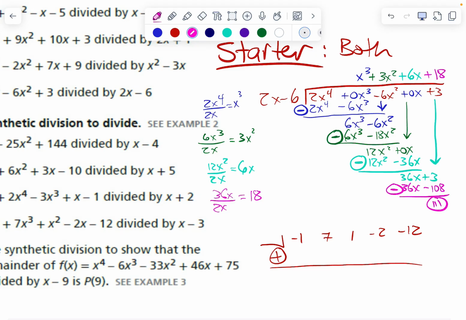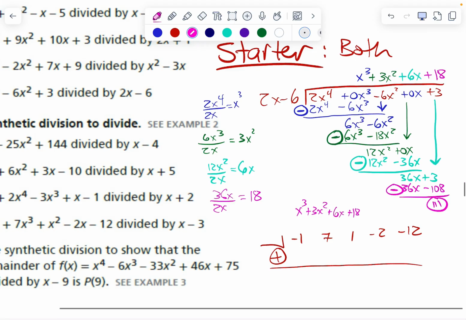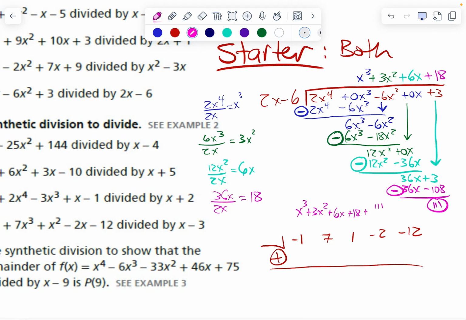And then our answer, excuse me, our answer would be x cubed plus 3x squared plus 6x plus 18. That's our quotient, the answer to our division. And then our remainder out of the divisor.